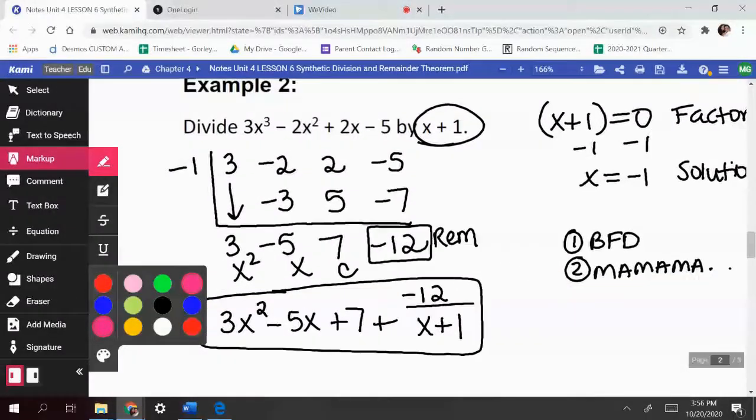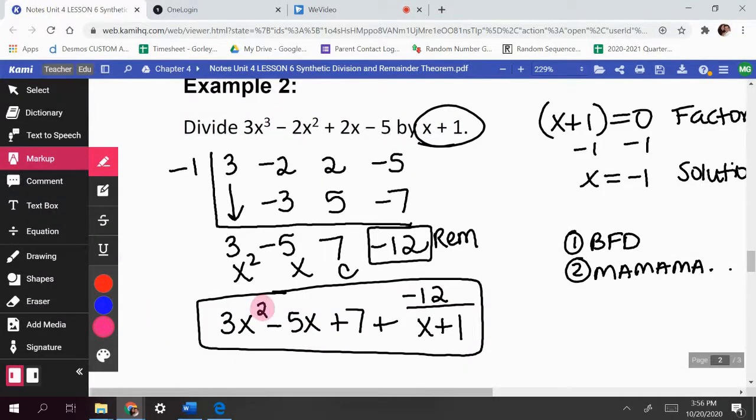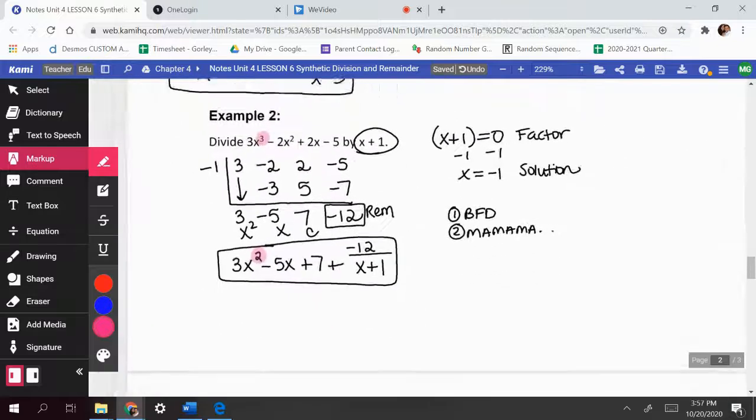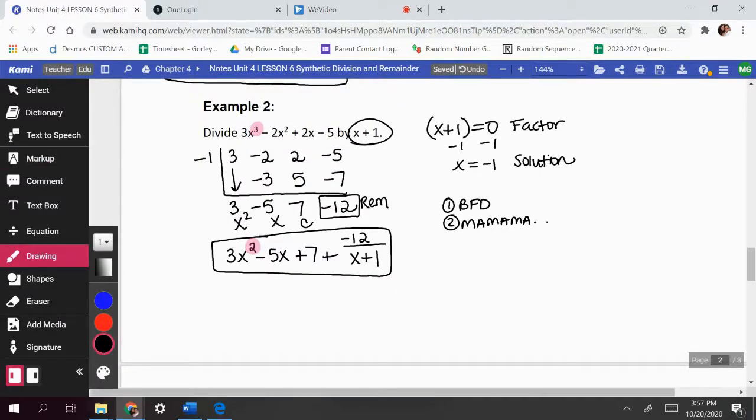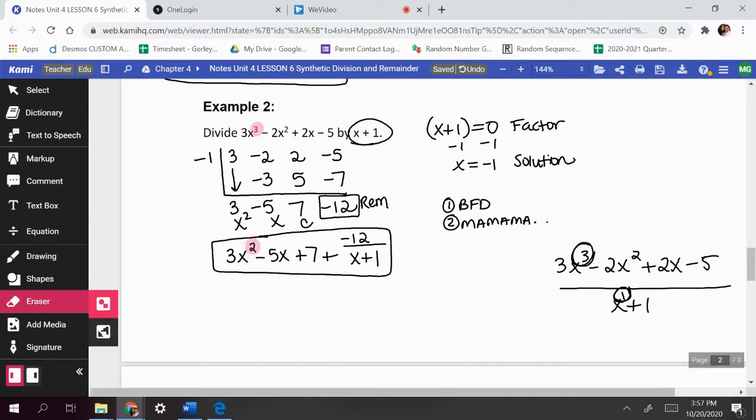Please notice that the degree of your answer is 1 less than the degree that you started with for your dividend. When we took 3x cubed minus 2x squared plus 2x minus 5 and divided it by x plus 1, the degree is 1 less. And that kind of makes sense. Just like off to the side, if I write it like this, 3x cubed minus 2x squared plus 2x minus 5 divided by x plus 1, you can see if I'm dividing an x cubed by an x to the 1st, why there would be an x squared left.